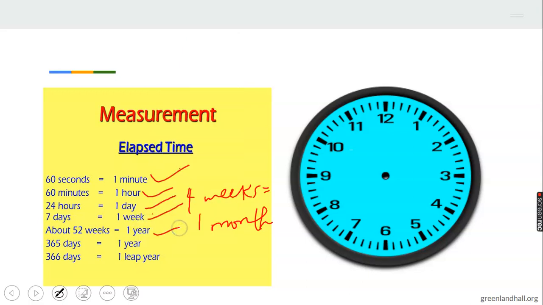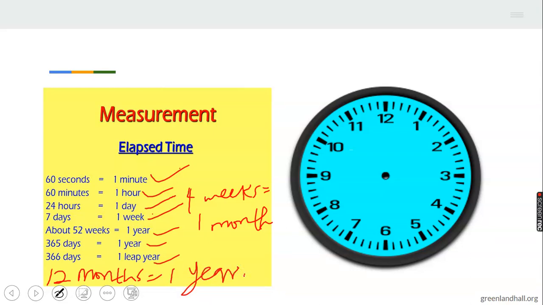52 weeks make 1 year. 365 days make 1 year. 366 days make 1 leap year. 12 calendar months or 13 lunar months make 1 year. I hope you remember your 12 calendar months. That's January to December. So 12 calendar months is also 1 year.